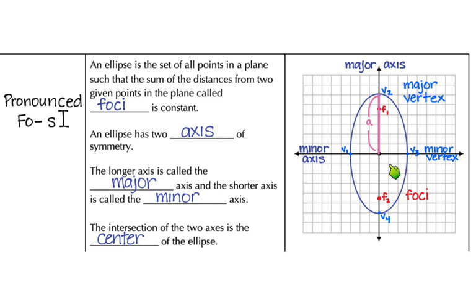The distance from the center to a major vertex is A. The distance from the center to a minor vertex is B. And the distance from the center to a focus is C. Those are distances, so we just always call them positive, and there's a relationship between A, B, and C, and that is the distance to the foci squared is equal to the difference of the squares of the other 2 distances.